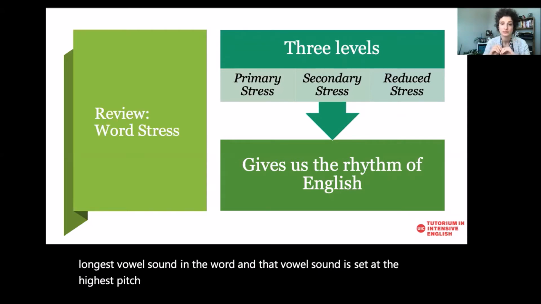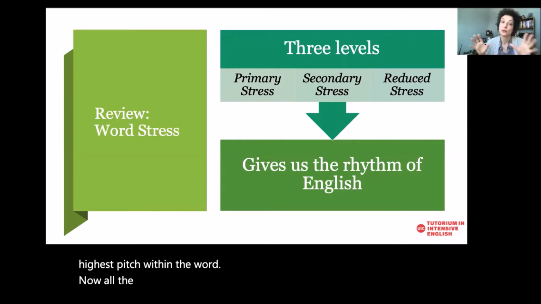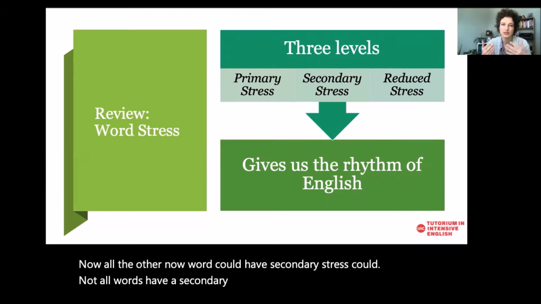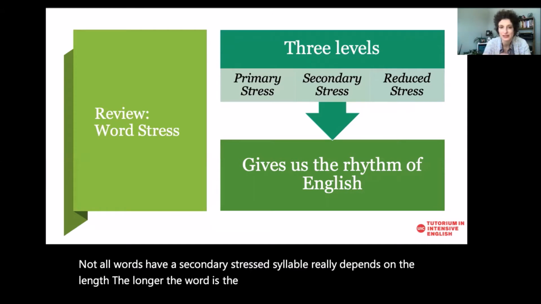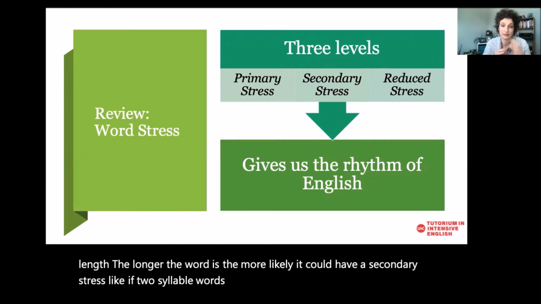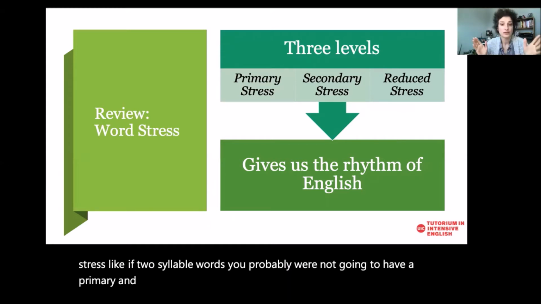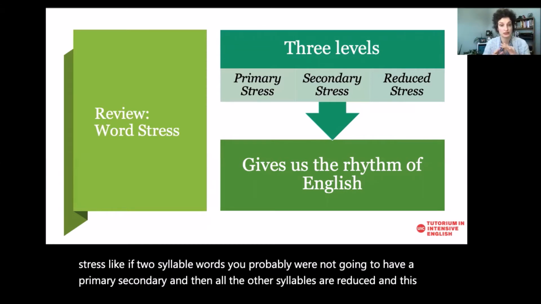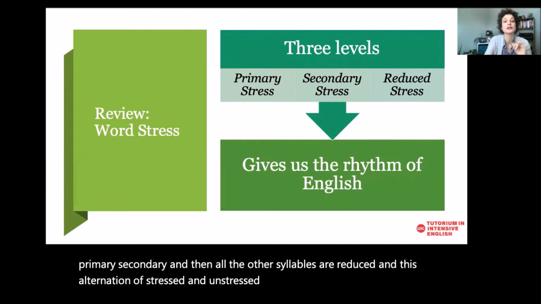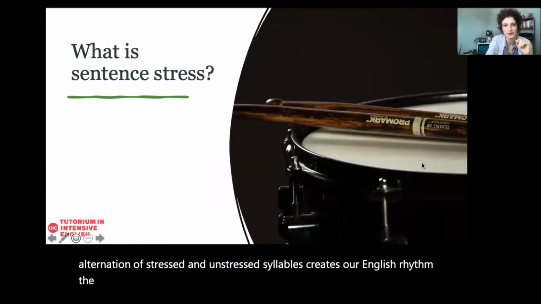Now, a word could have secondary stress. Not all words have a secondary stressed syllable. It really depends on the length. The longer the word is, the more likely it could have a secondary stress. Like if it's a two syllable word, you're not going to have a primary and a secondary. And then all the other syllables are reduced. And this alternation of stressed and unstressed syllables creates our English rhythm, the music. Okay, so that's our word stress.